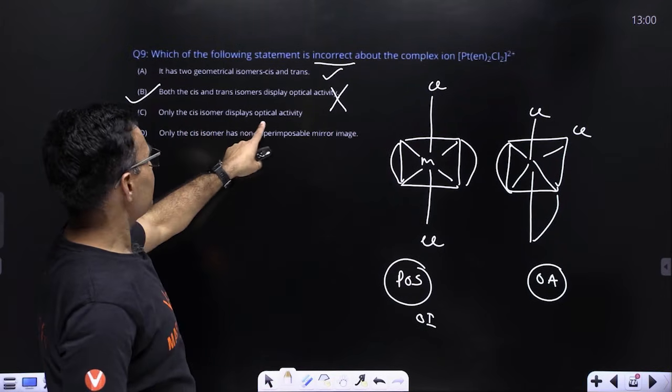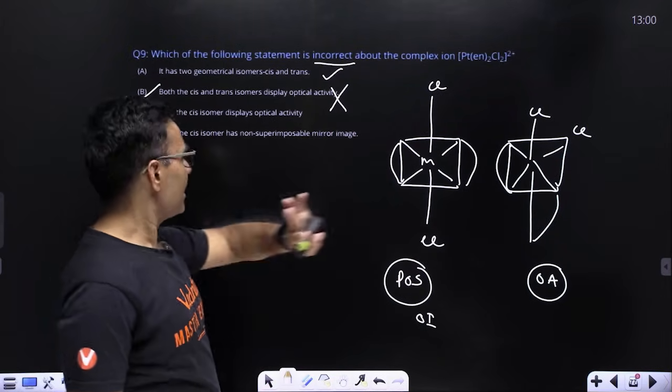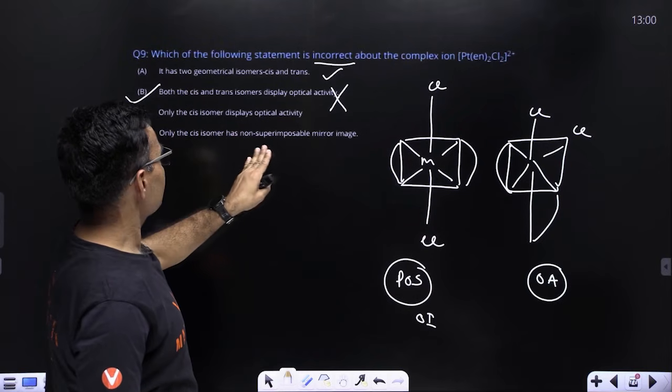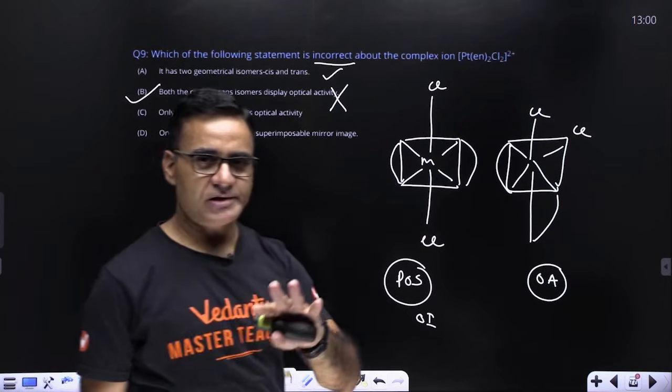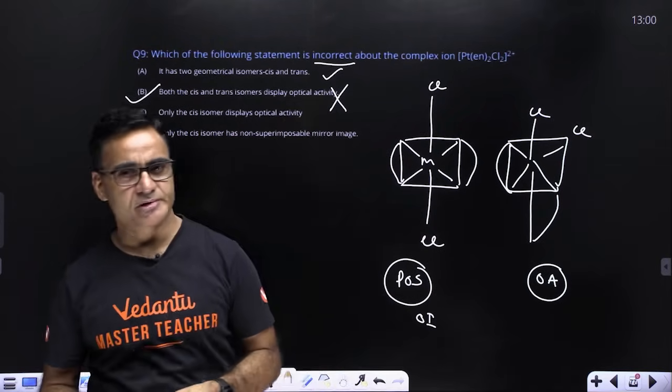Only the cis form displays optical activity, करेक्ट है. सिस फॉर्म ऑप्टिकल एक्टिविटी दिखा रहा है. Only cis isomer is non-superimposable mirror image, ये भी करेक्ट है. ऑप्टिकली एक्टिव कंपाउंड की प्रॉपर्टी होती है ये.